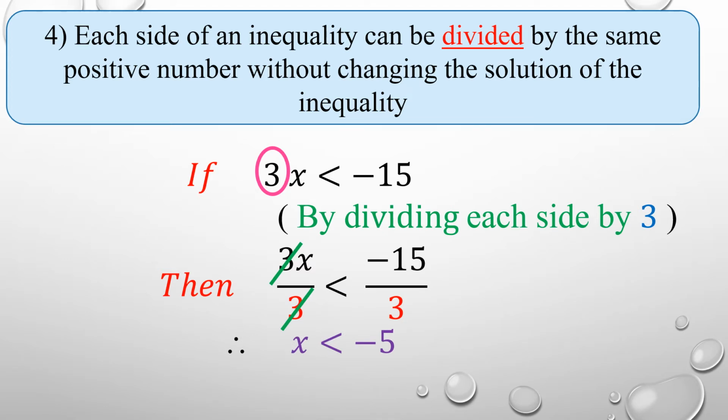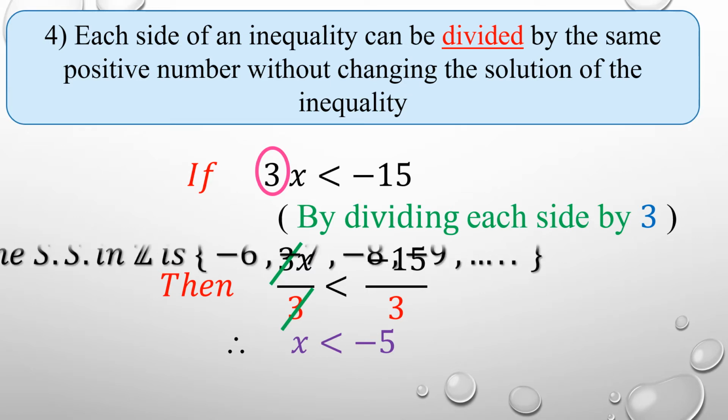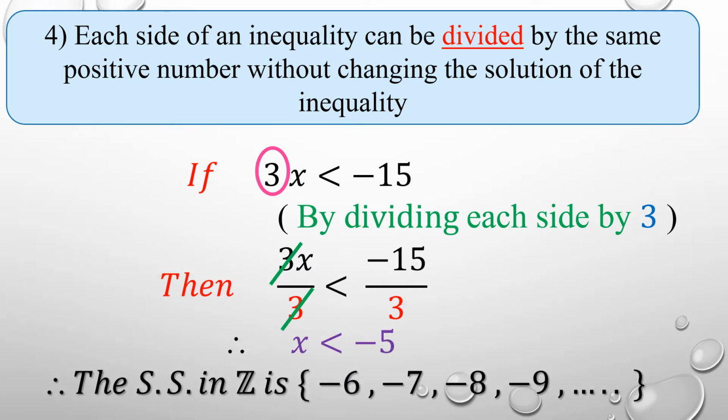So here the solution set is all the integers less than negative 5. So the solution set in Z will be negative 6, negative 7, negative 8, negative 9, and so on, and it's an infinite set.